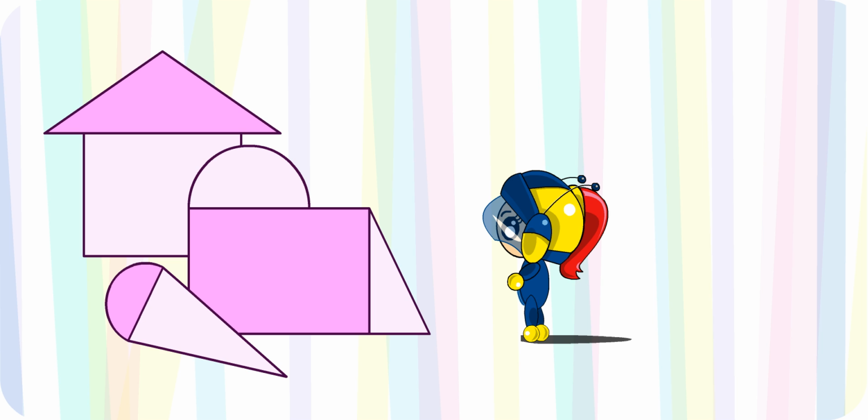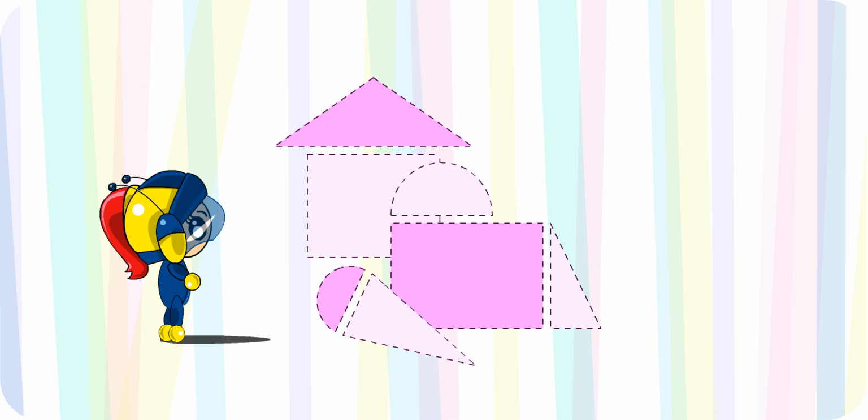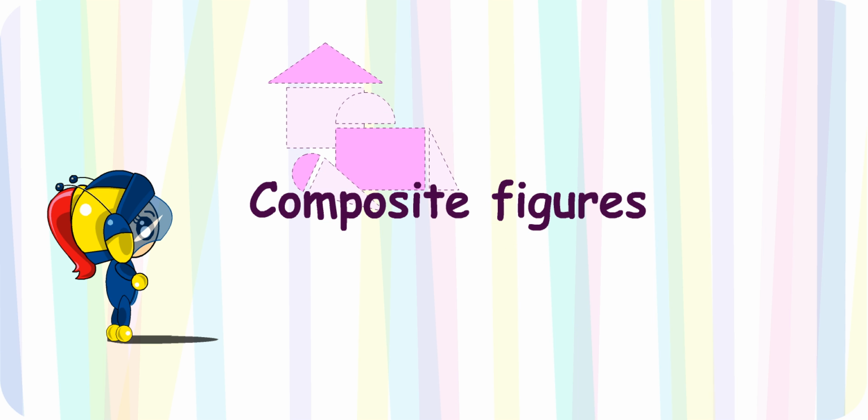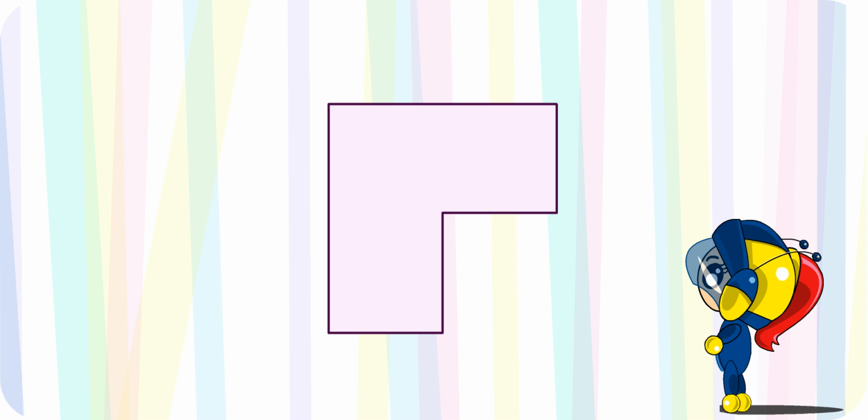Hi, Turbo Girl. Today we are going to look at some very interesting figures. These figures are formed by joining two or three basic shapes together. They are called composite figures. For example, we can join a square to a rectangle to form a composite figure.